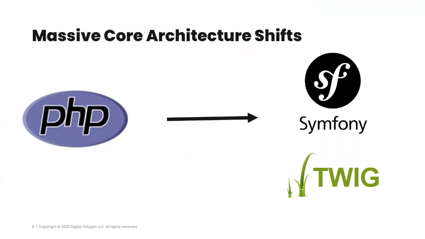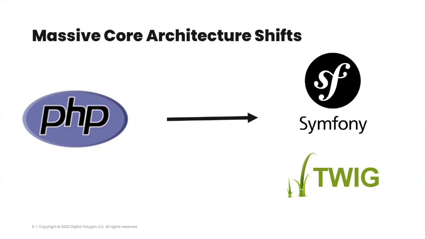So let's talk a little bit about the massive core architecture shifts from Drupal 7 to Drupal 8. Drupal 7 was primarily built on PHP, just pure vanilla PHP, really customized. It wasn't really using a framework, and it was using the PHP template system to do its theming layer. In order to attract more talent and make it more appealing to PHP developers, the core team decided that they would standardize on frameworks. So we've standardized on Symfony, and we've standardized on Twig for the front end.